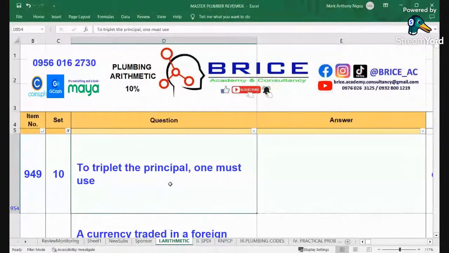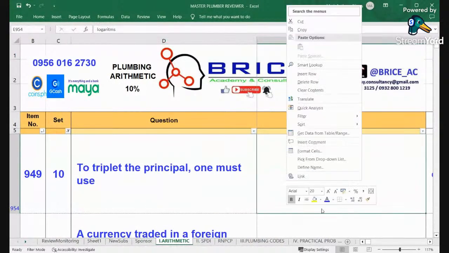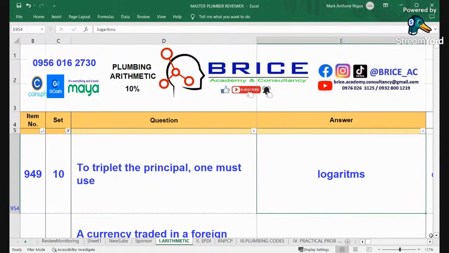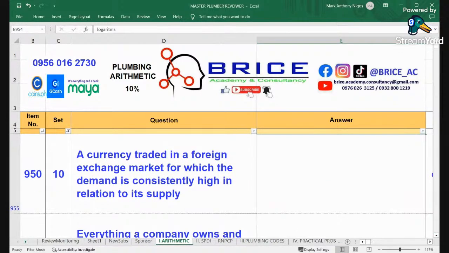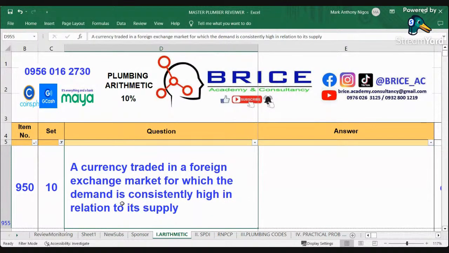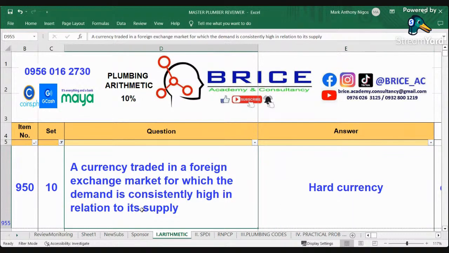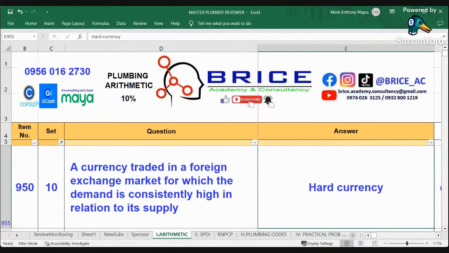949. To triple the principal, one must use logarithms. And the last question for this session: a currency traded in a foreign exchange market for which the demand is consistently high in relation to its supply. The answer is hard currency.